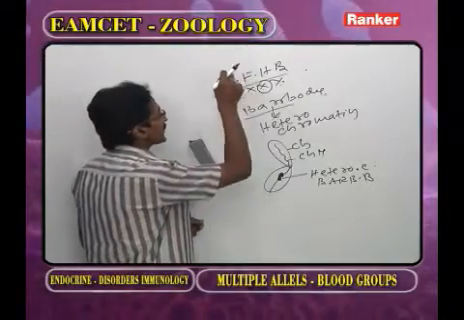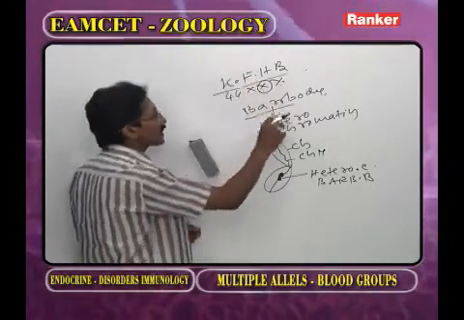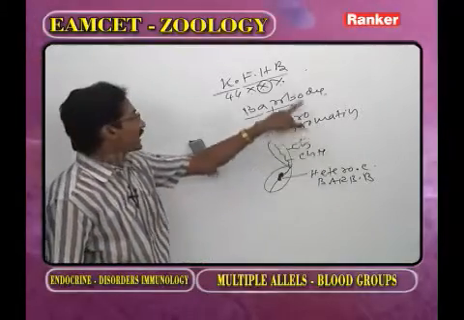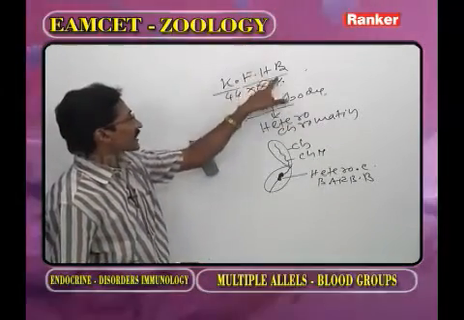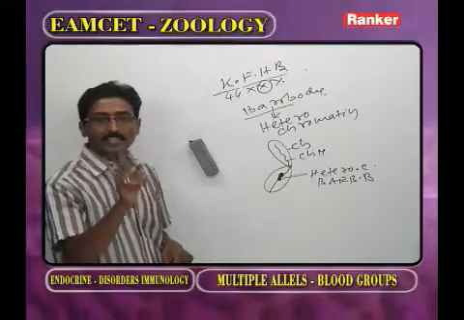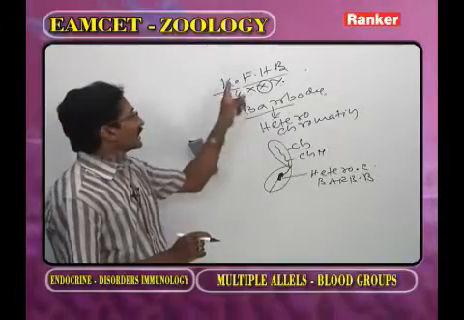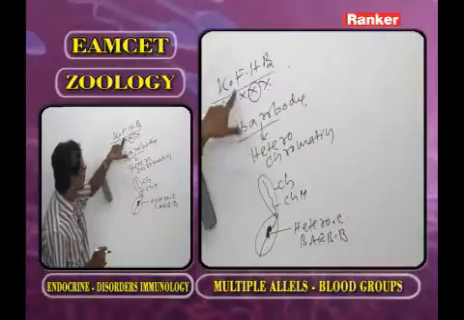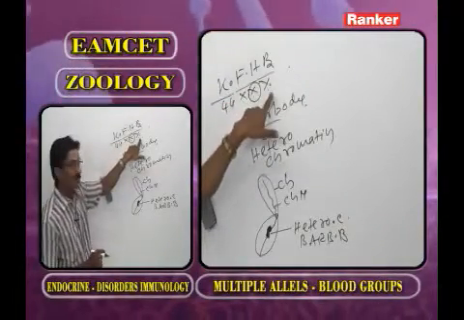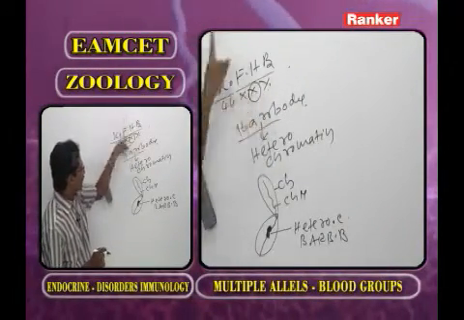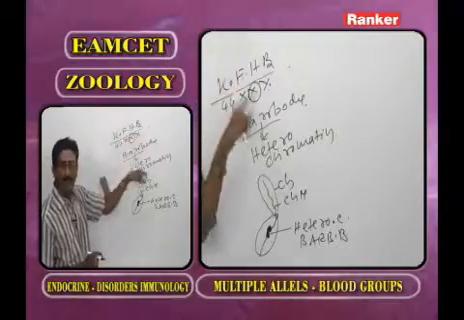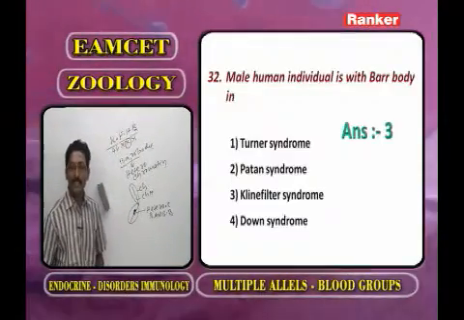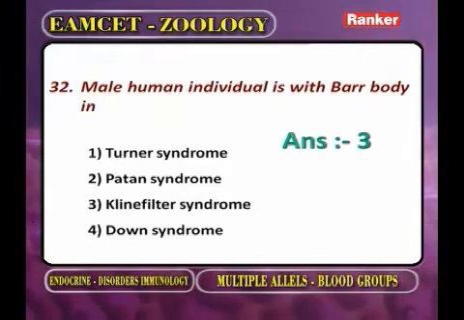So, this person has the bar body. All male human beings are not having the bar body, except the Klinefelter human being. That means, the human being suffering from Klinefelter's syndrome. In his body, 44 autosomes, XXY allosomes. Out of 2 X chromosomes, 1 X chromosome is coming from the female. So, this fellow has the bar body. The answer is Klinefelter's syndrome. Third one, next one.